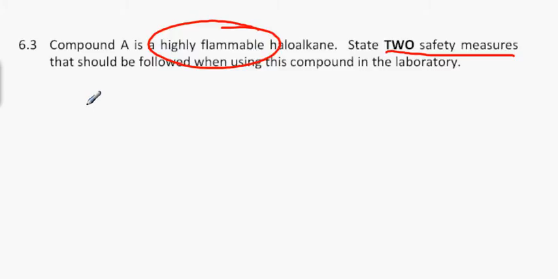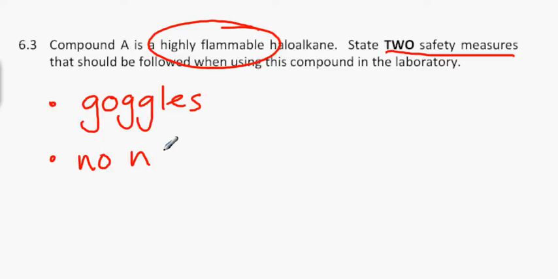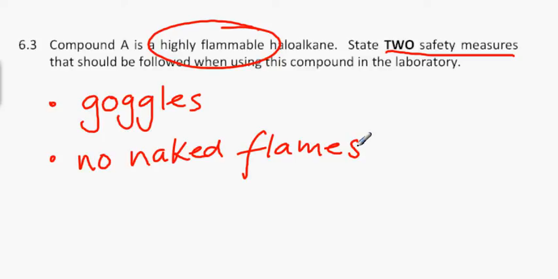You need to be specific, and in this case goggles would be a good idea to protect your eyes against flammable liquids. And secondly, with flammable liquids, obviously the danger is of ignition, and so another sensible safety measure would be to ensure that there are no naked flames or heat sources or something like that in the vicinity. So those would be two safety measures to use when dealing with highly flammable liquids.